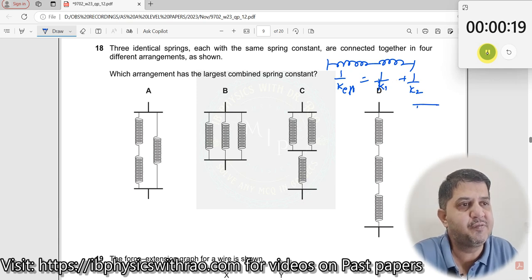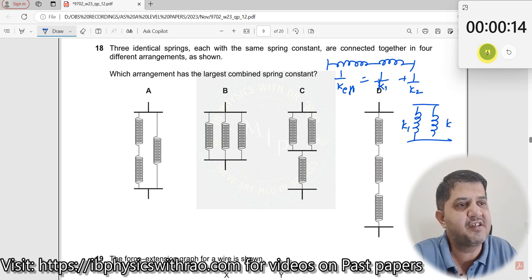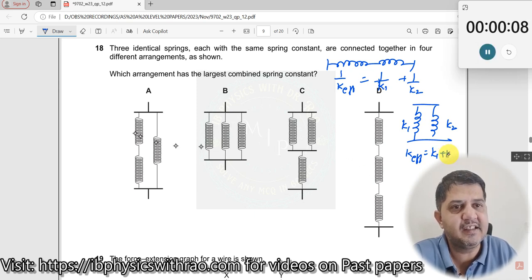Now if the two springs are in parallel like this, with spring constants k1 and k2, then the effective spring constant is k1 plus k2. Now with this logic, let us solve all of them.